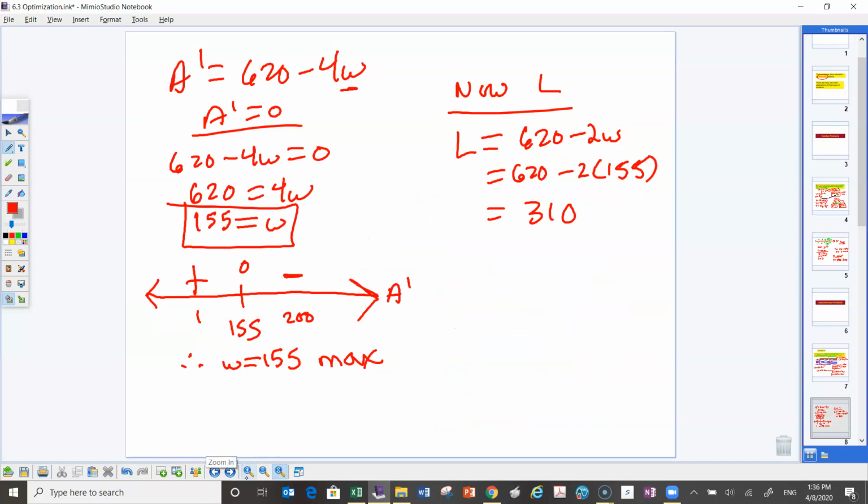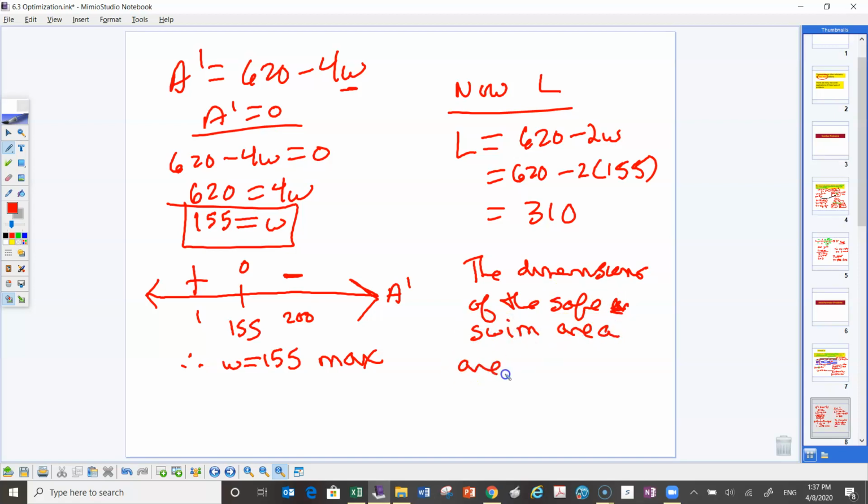So I'm really done the problem, just my final statement, and make sure you include your units in the final statement. So you would say the dimensions of the safe swim area are 155 meters by 310 meters. And that would be your last step.